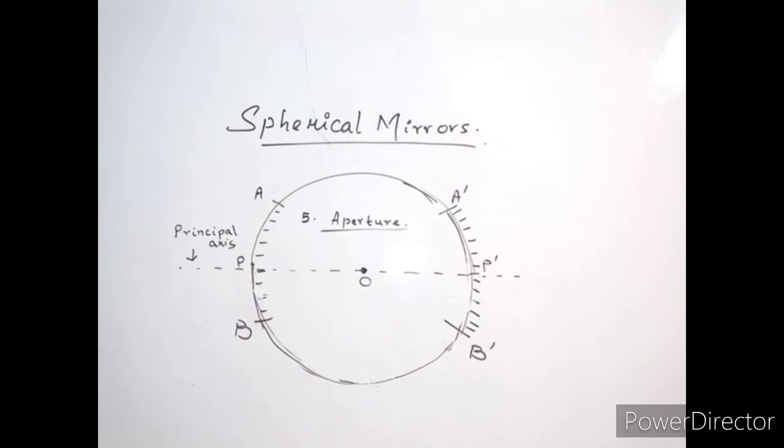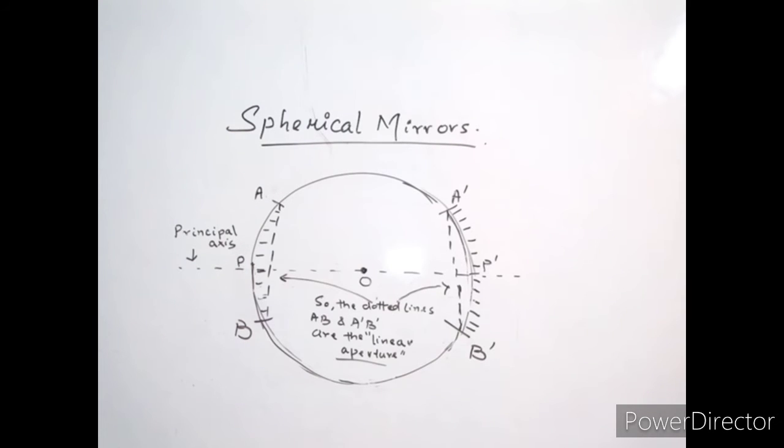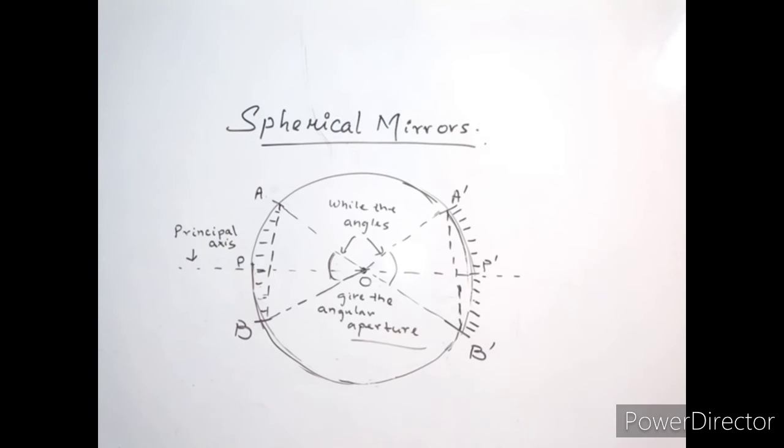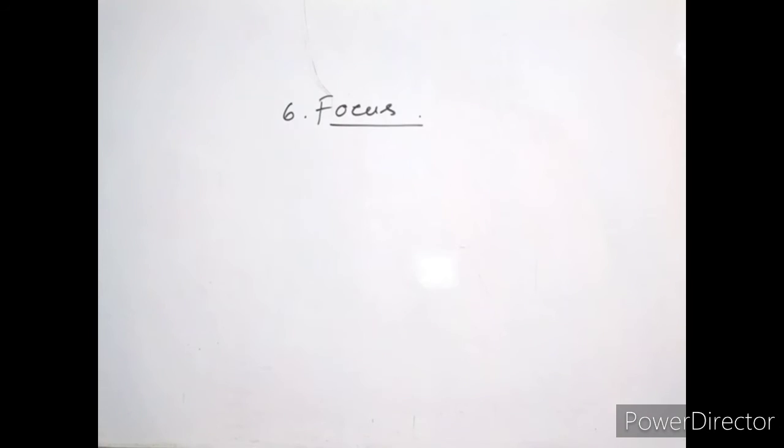And the final term that we can come across, the fifth term, is aperture, and it is the length of the given mirror. It can be taken as a straight line or in terms of angle. Now in case of straight lines, I have considered two dotted lines from A to B, or from A prime to B prime, and the length here gives the linear aperture. But if we calculate them in terms of angle, then the angle AOB and the angle A prime O B prime, that is the angular aperture.